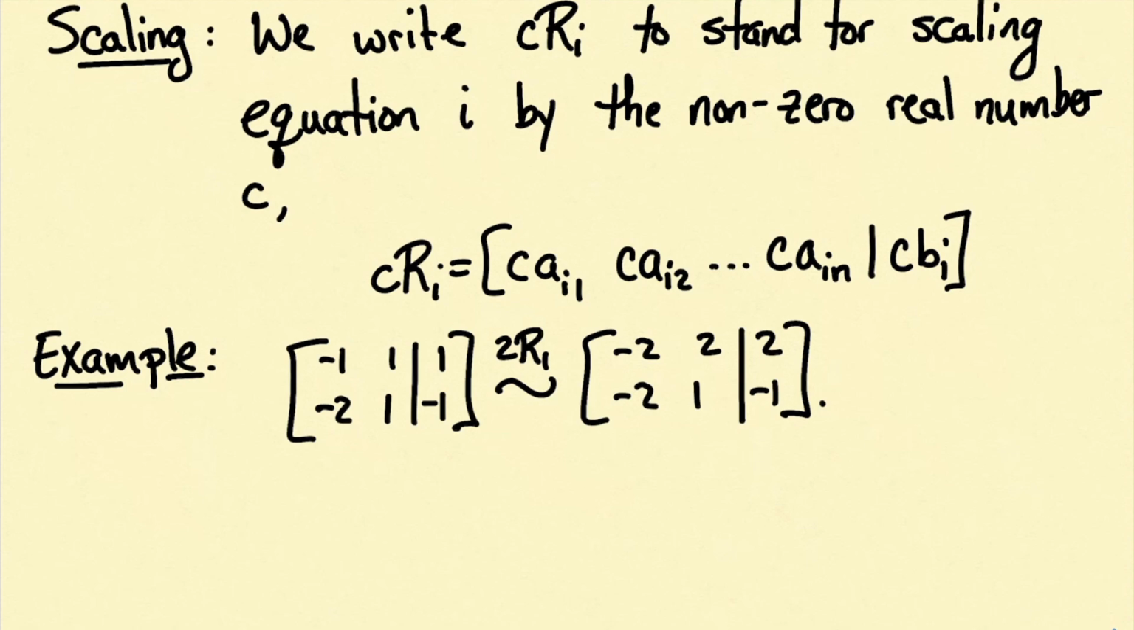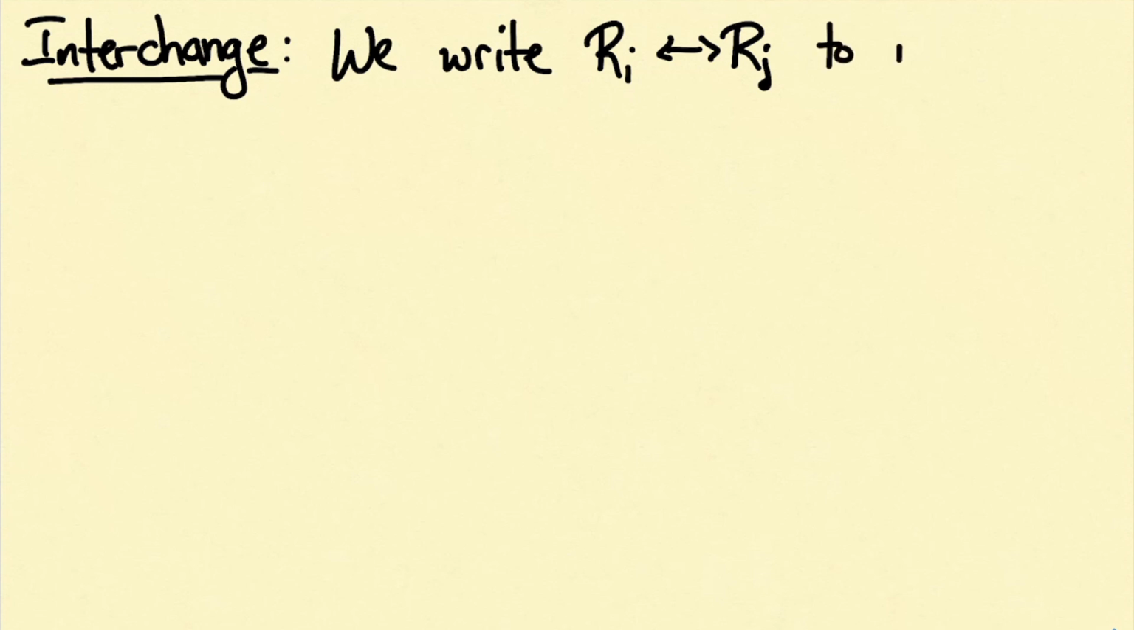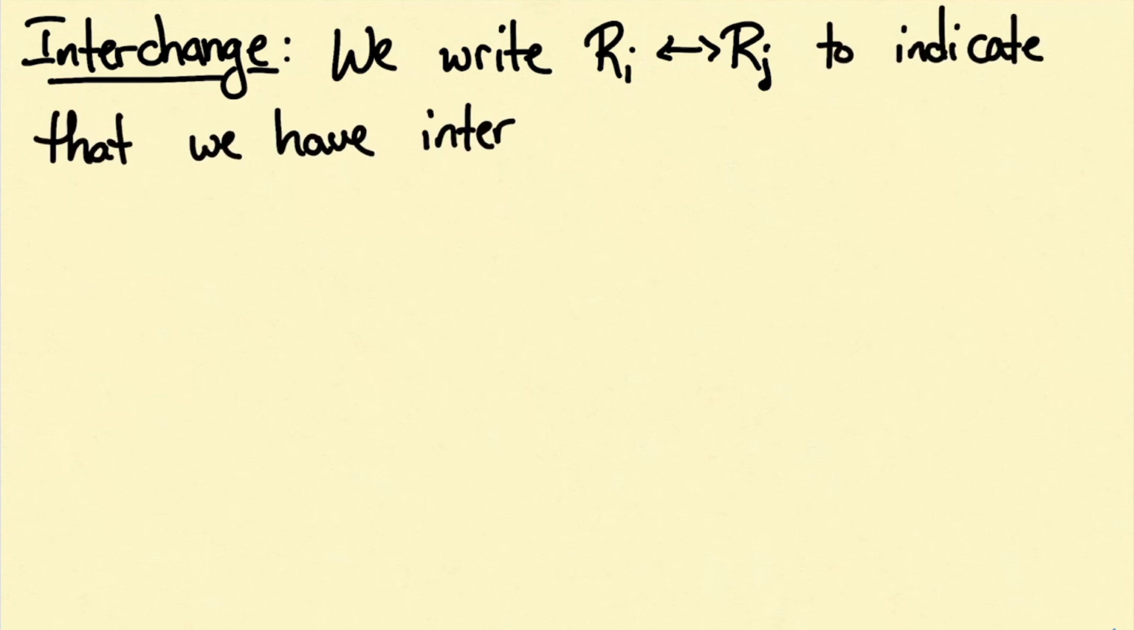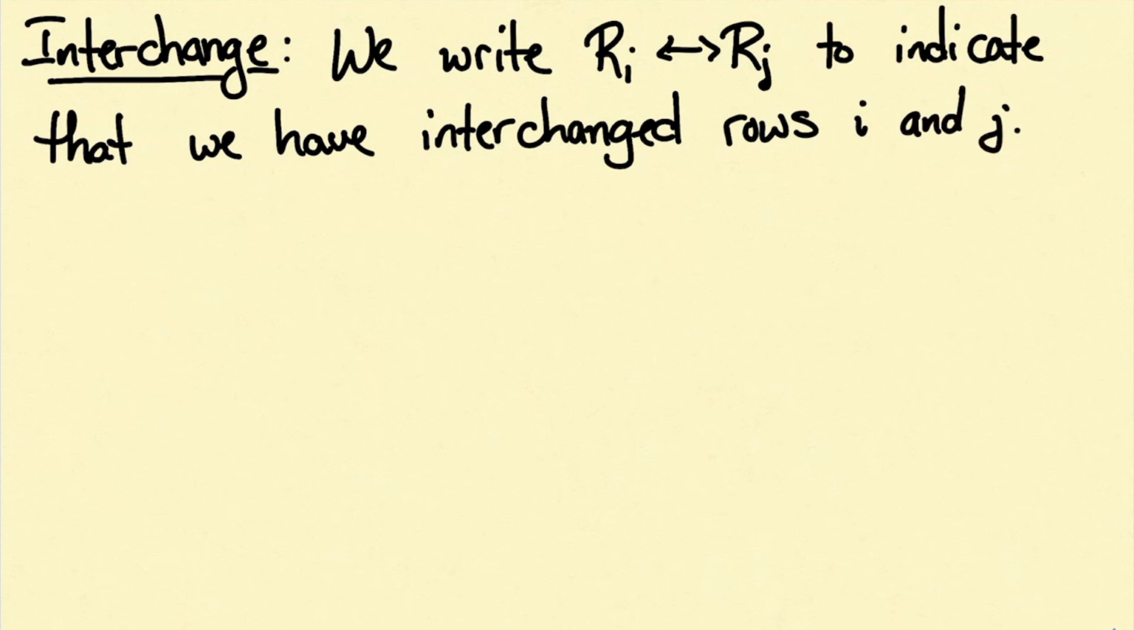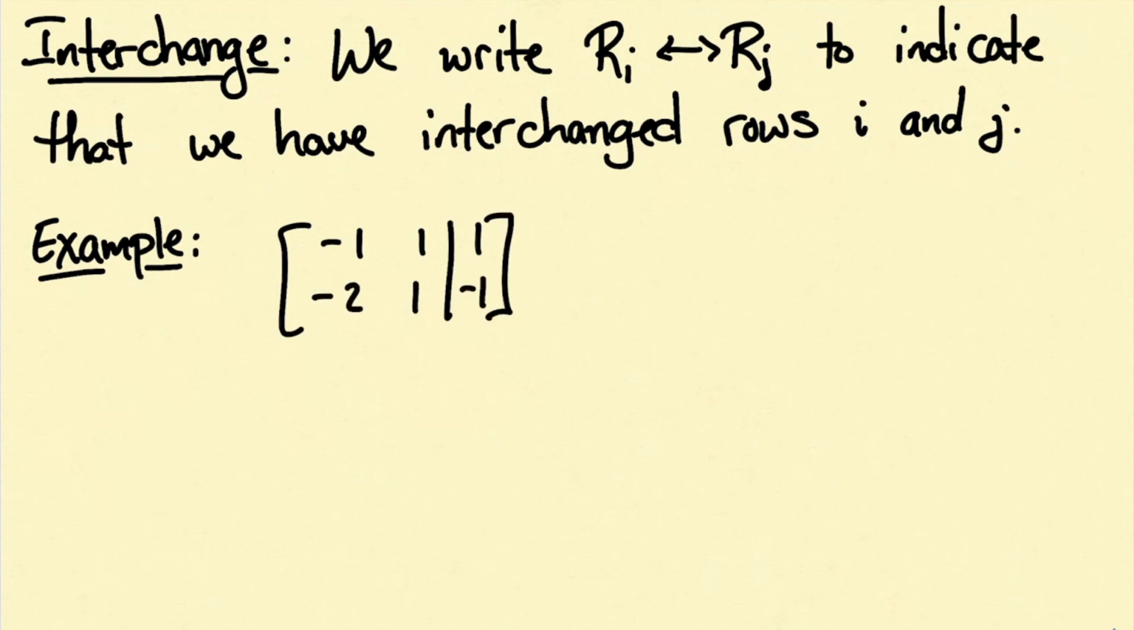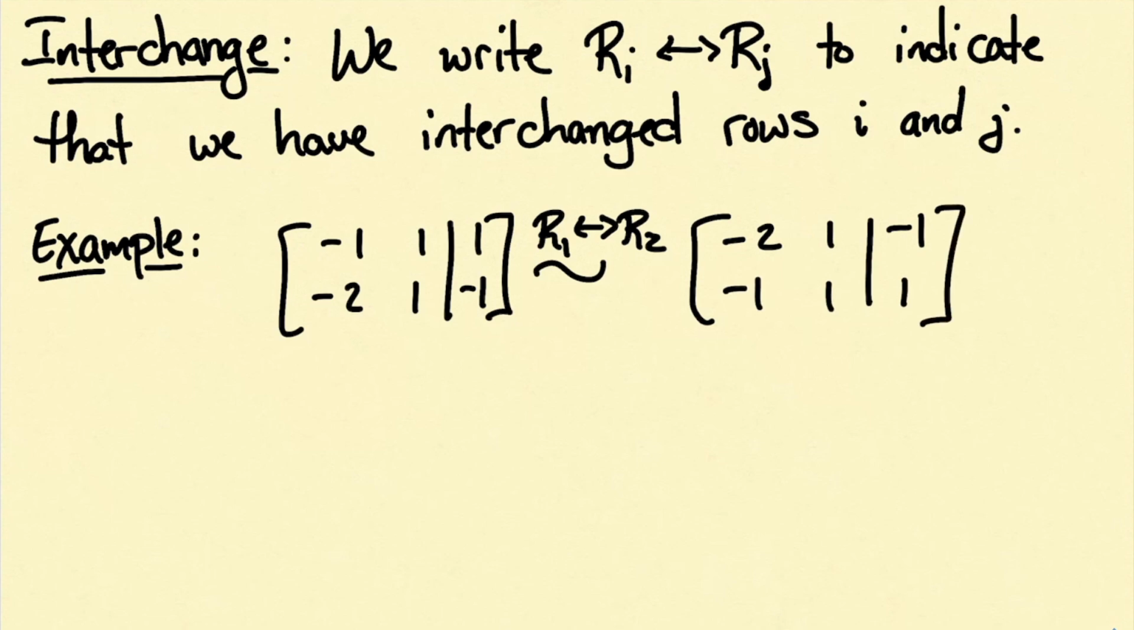Our next operation is interchange. When we interchange two equations, that corresponds to interchanging row i and row j in the augmented matrix. Again, we get an equivalent augmented matrix, and we denote this operation with a shorthand Ri left-right arrow Rj. For example, if we want to interchange rows 1 and 2, we can indicate this in shorthand with R1 left-right arrow R2 over a tilde, the augmented matrix with top row -2, 1, -1, and bottom row -1, 1, 1.